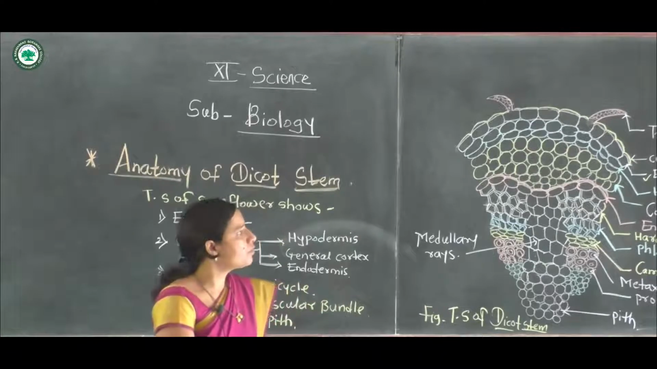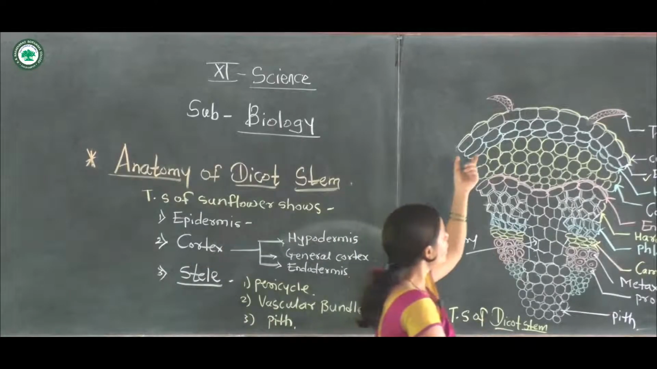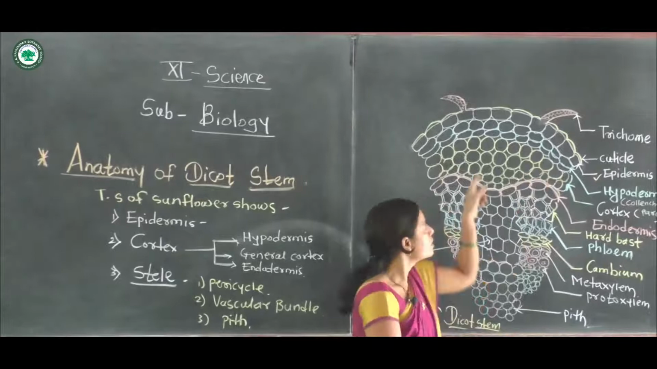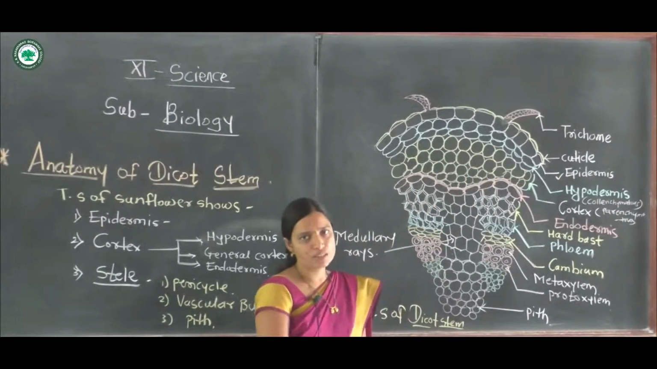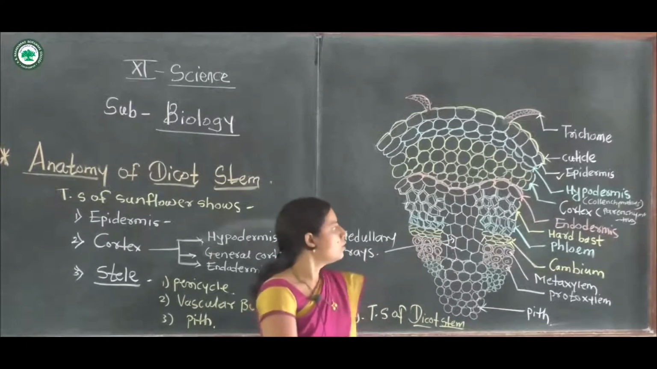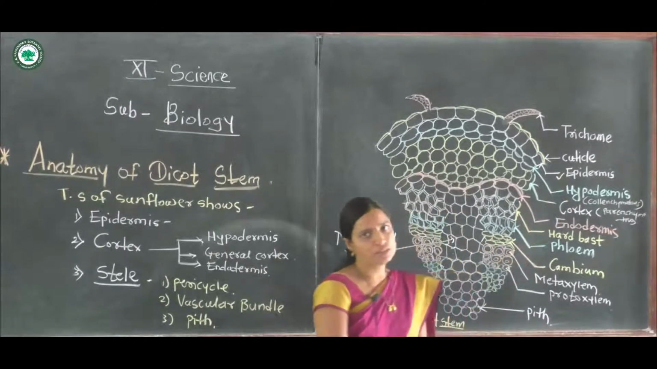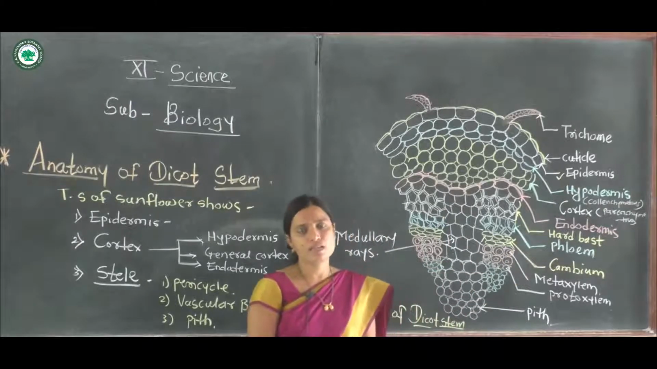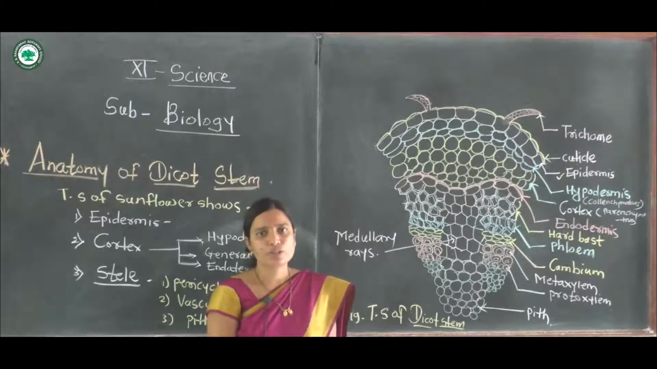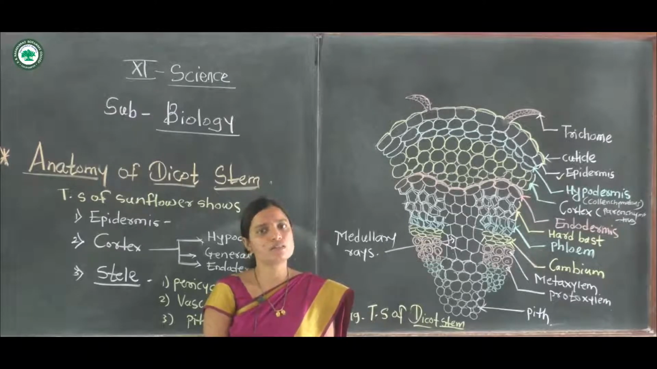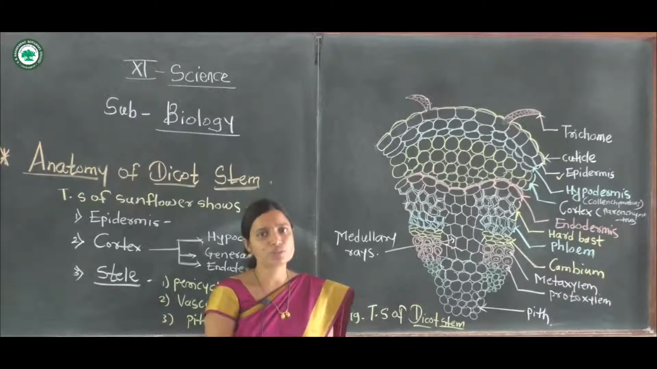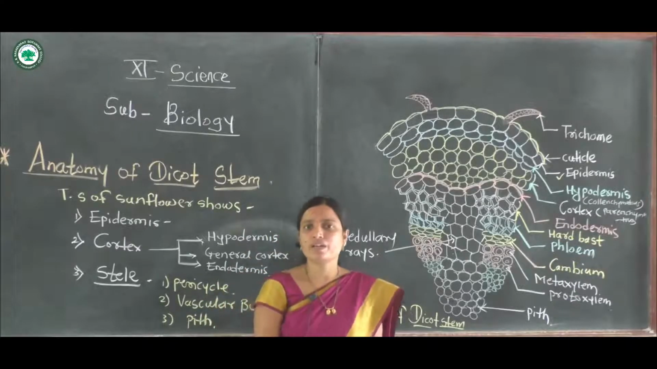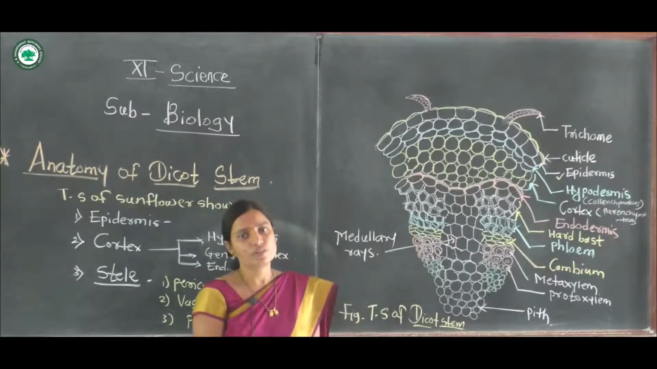In the cortex, the first layer is the hypodermis. The hypodermis is present below the epidermis, and the hypodermal cells are collenchymatous tissue. These collenchyma cells are compactly arranged without intercellular spaces, and their most important function is mechanical support of the plant body.